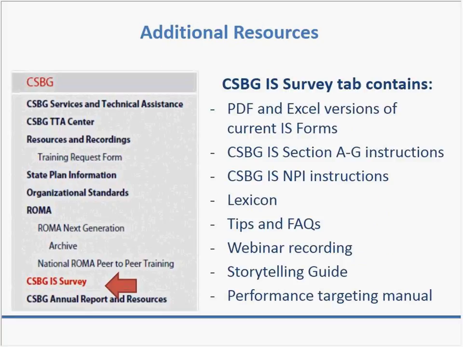Additional resources exist on the NASCSP website. On that same tab where the submission form is, you can find PDF and Excel versions of the IS form, the current instruction manuals, lexicon, tips, and FAQs. This webinar recording will be posted there. And then we have various other tools and resources: a storytelling guide, performance targeting manual, needs assessment manual, and various resources available for you.